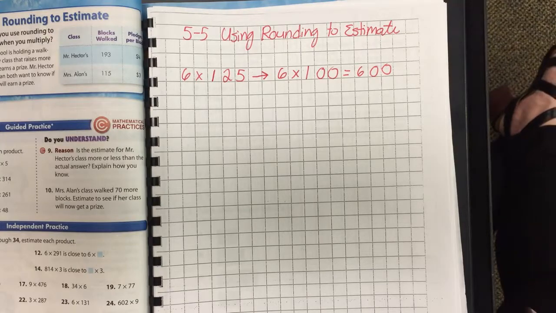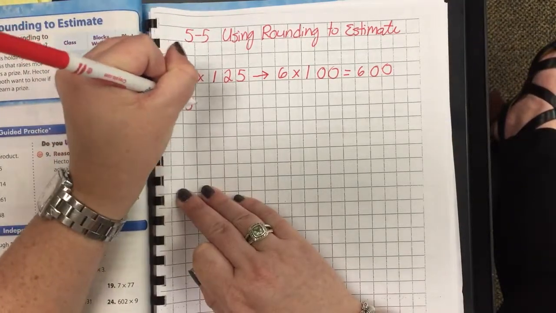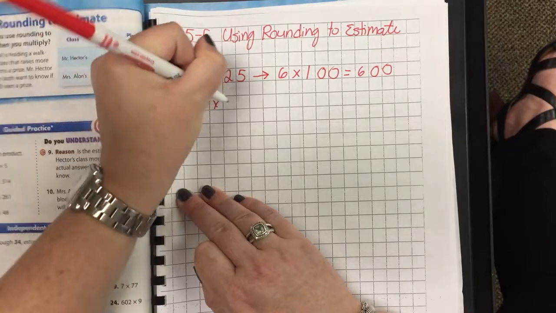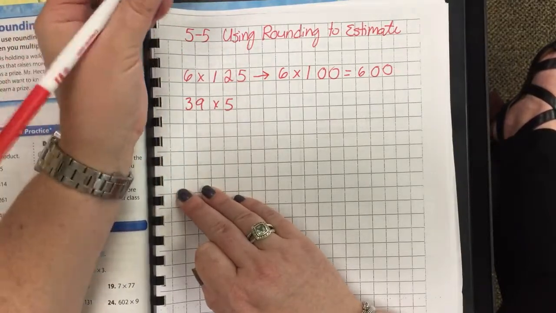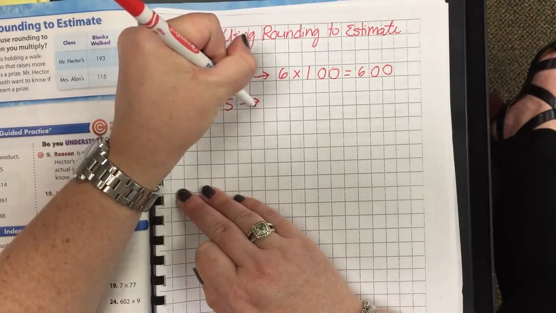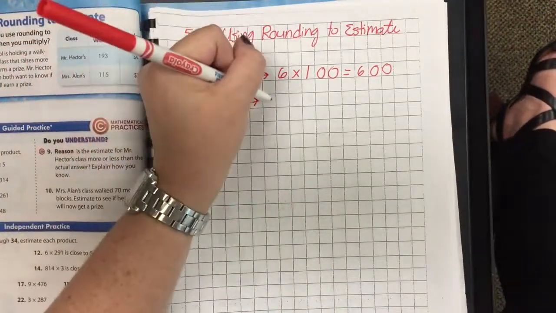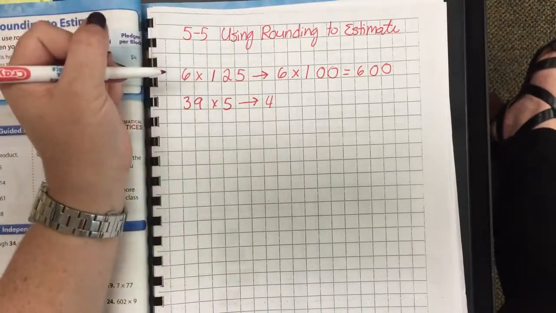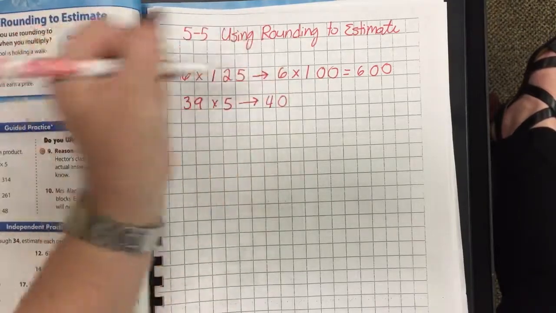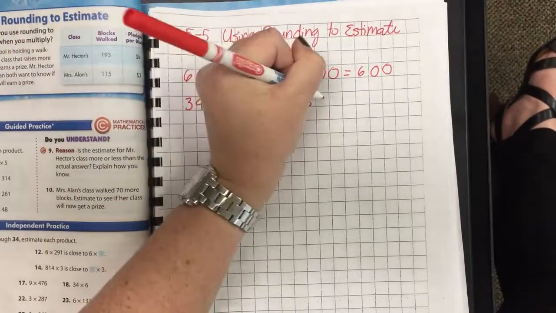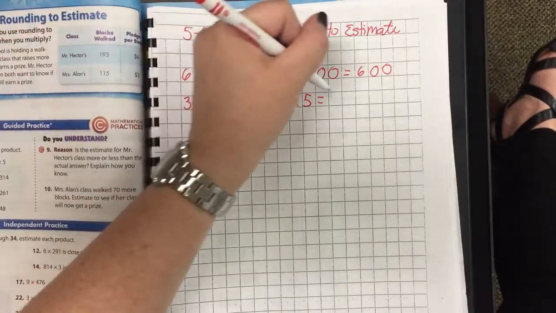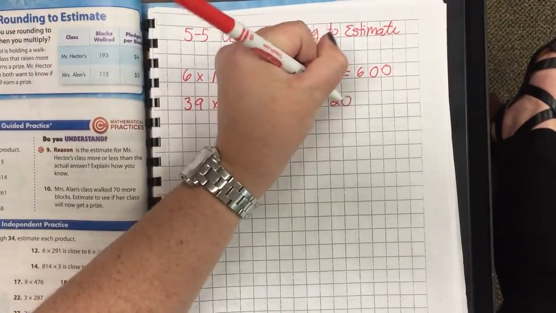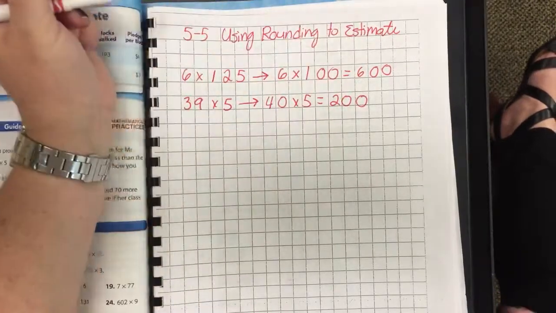Okay, so then what about 39 times 5? Well, what's 39 going to round to? 10? No. 40. Yes, we're rounding by tens. 40 times 5, which really means, what's 4 times 5? 20. And then I add my 0.